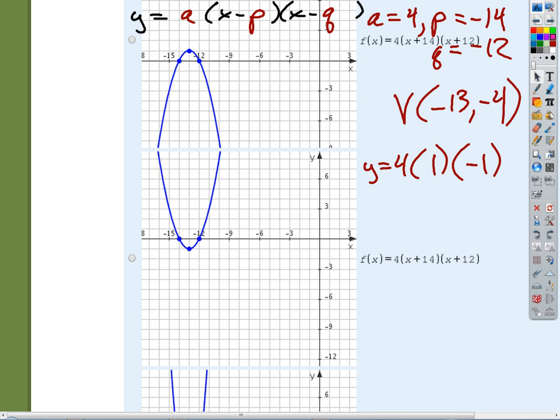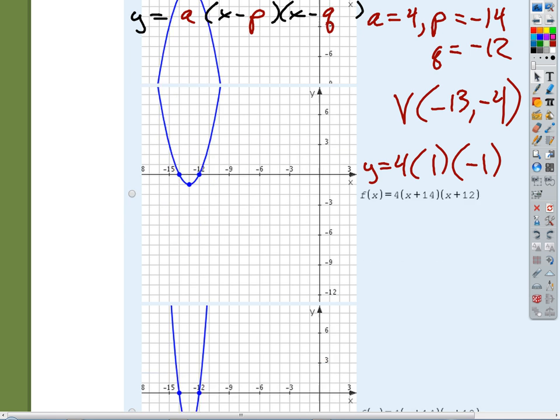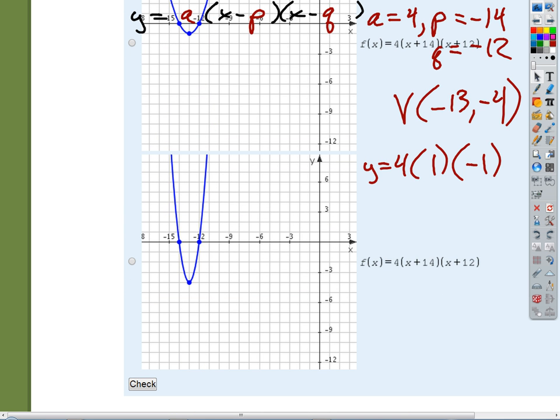Very close, but it's the wrong value of a. See how tricky these can get? And that looks pretty good. The x-intercepts are at negative 14 and negative 12. Negative 13 is the vertex. It has the right y value. It's negative 4, and I didn't even really need to find the vertex, did I, on this one? I could have just checked the value of a, over 1, up 4.